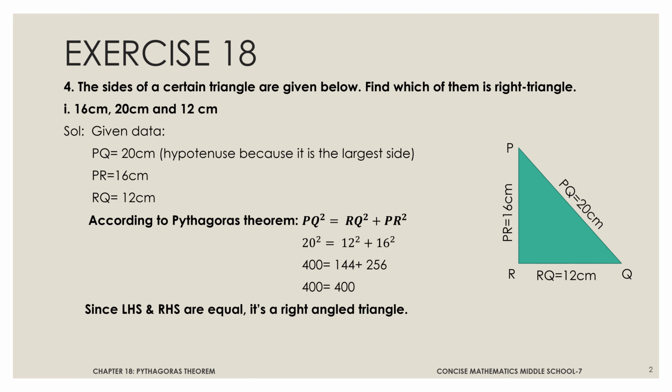I hope you understood this. Let's move on to the second question. Here they have given 6 meter, 9 meter and 13 meter, and we have to check whether it is a right angle triangle or not. Again, let's write the given data.